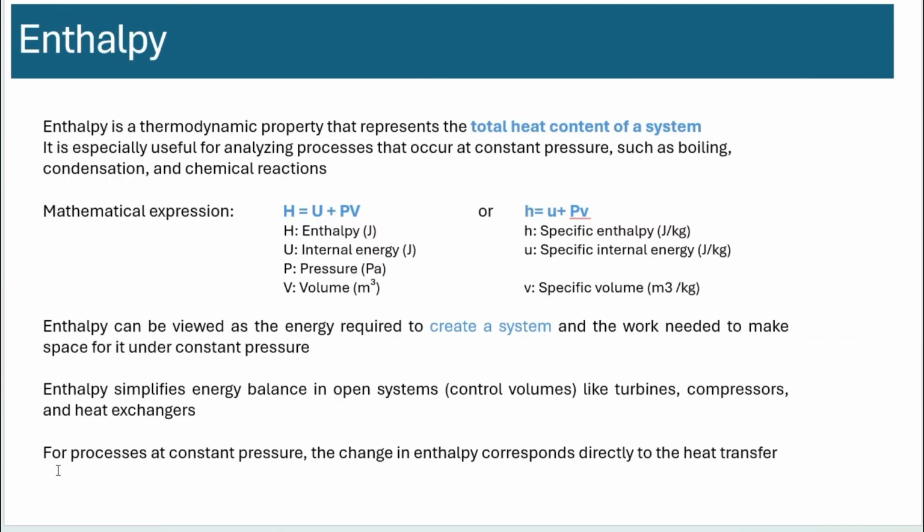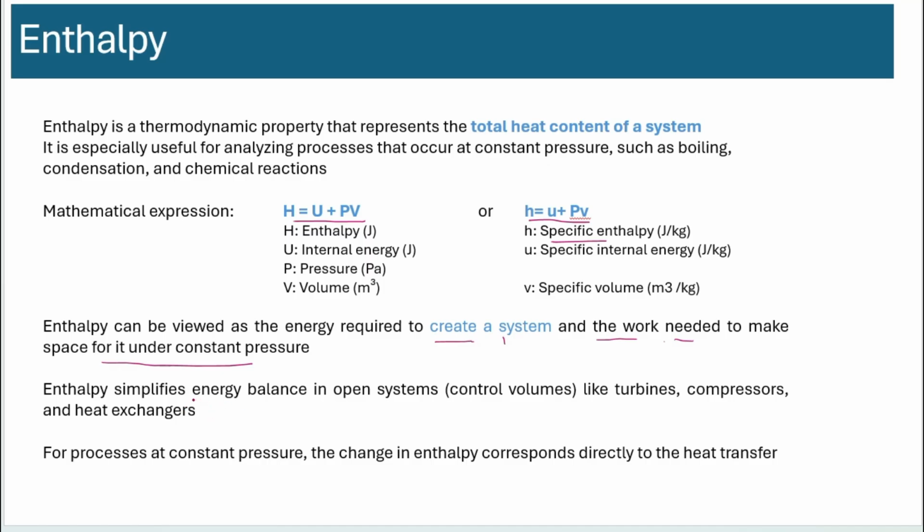Okay. So summarizing enthalpy, it is a thermodynamic property that represents total heat content of a system. It's usually represented by a mathematical expression U plus PV. In specific terms, it could be expressed in small letters like this, specific enthalpy in joules per kilogram. It is viewed as the energy required to create a system and the work needed to make space for it under constant pressure, which is the pressure energy. So this is the internal energy and the pressure energy.